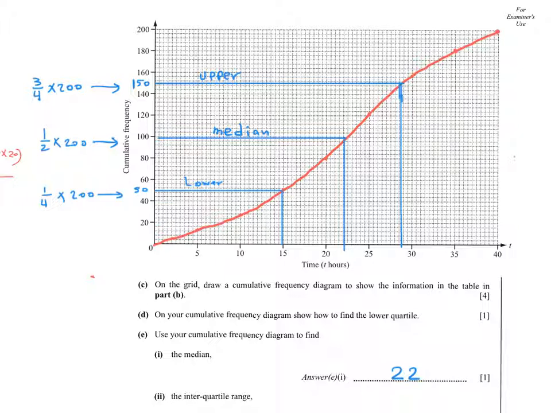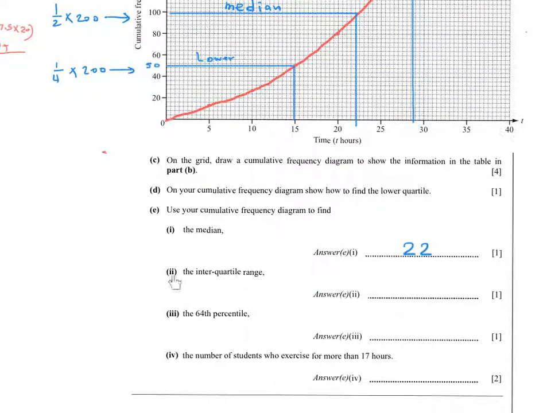We have 10 lines between 25 and 30, so each 2 lines is 1. So you can say that 26, 27, 28, 29 or 28.75. 28.75 or 28.7. To find the interquartile range, the upper minus the lower. The upper 28.7 minus the lower, which is 15, so 13.7.